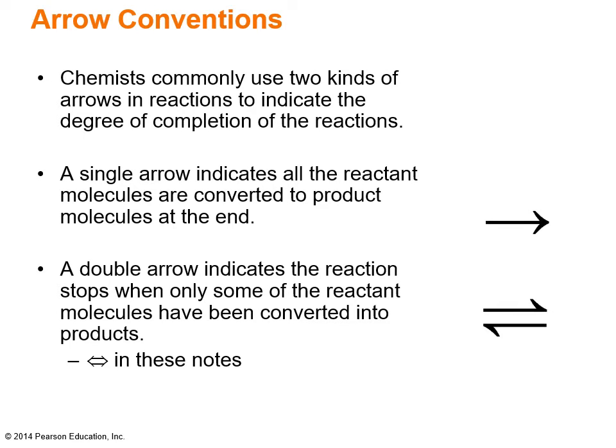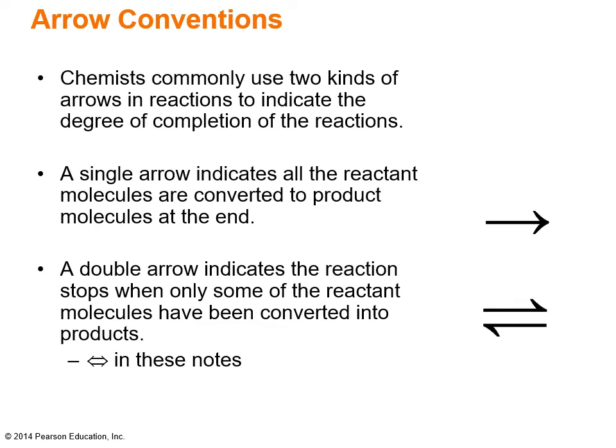Now, chemists typically use two different kinds of arrows when we're writing chemical reactions. The difference between them is the degree that the reaction goes towards the products. If there's a single arrow, which is what we've mostly seen up until this point, a single arrow represents that nearly all of the reactant molecules are converted to products at the end.